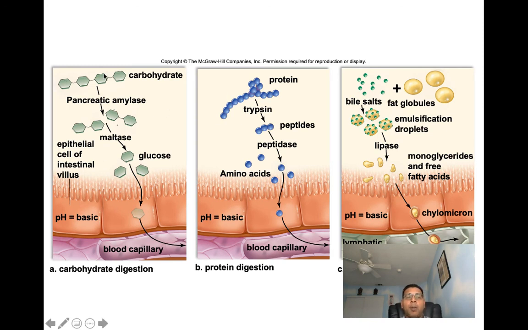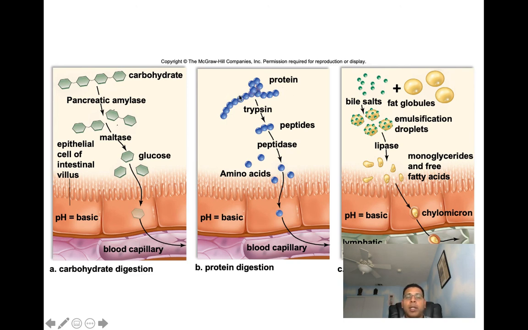We can see we've got our carbohydrate. The carbohydrate is in the lumen of the digestive tract. It gets acted on by pancreatic amylase, which will break it down into maltose, which gets further broken down into glucose, which then is what gets absorbed and makes its way into our blood capillary.